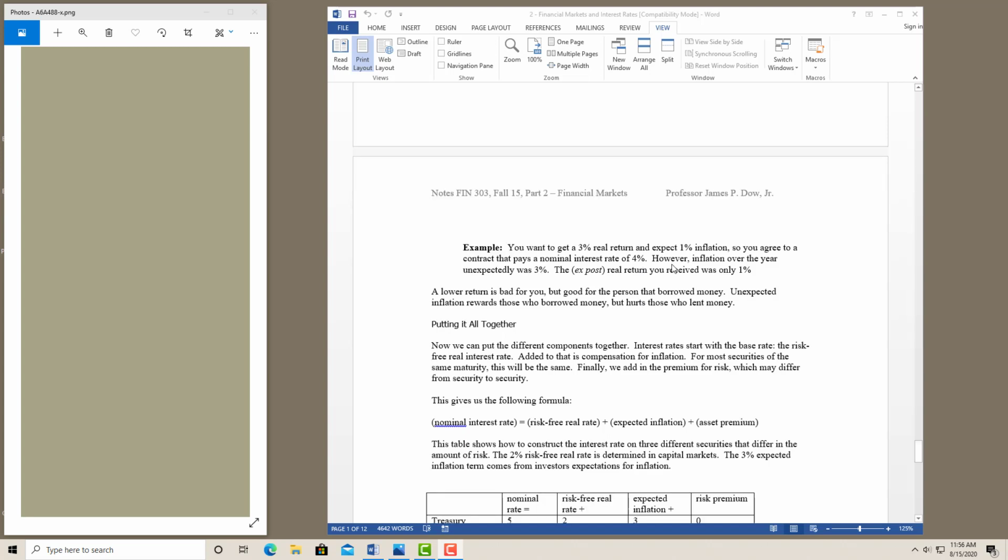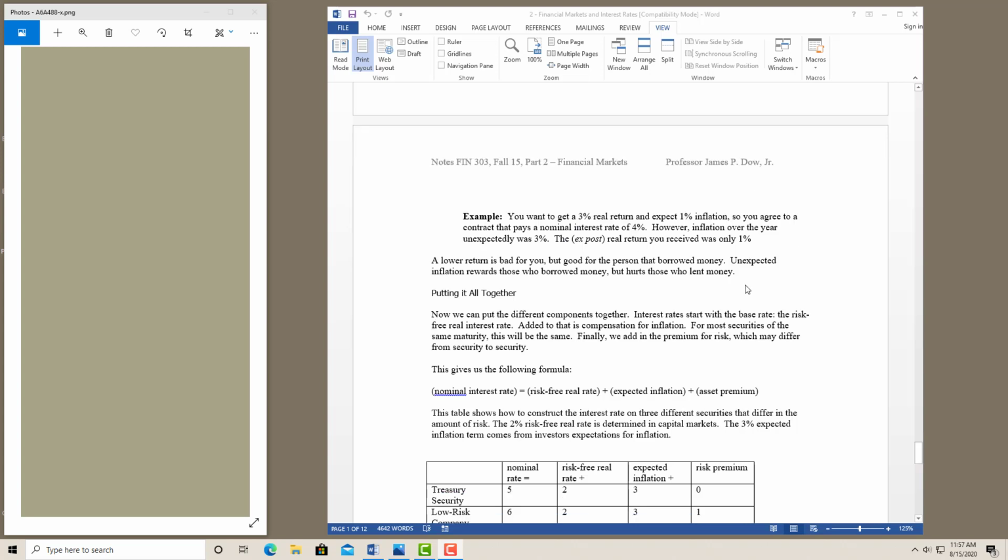However, we were surprised. Inflation over the year turned out to be 3%. So we contracted for 4%. Inflation was 3%. So the ex post real return we received was only 1%. Okay, so our ex ante real return was 3%. We were expecting to get 3%, but inflation turned out to be unexpectedly high, which means we got a smaller real return, only 1%.